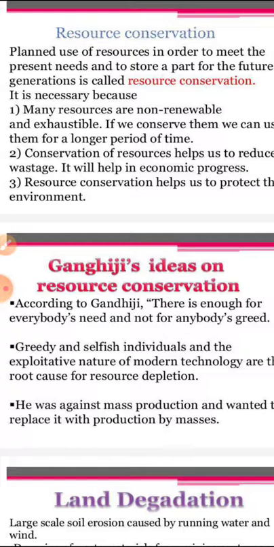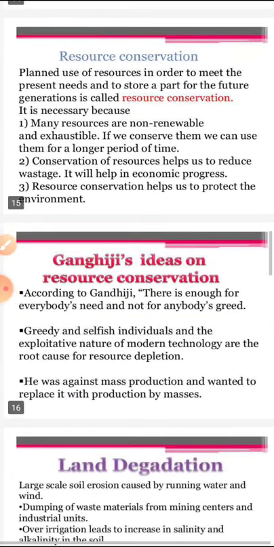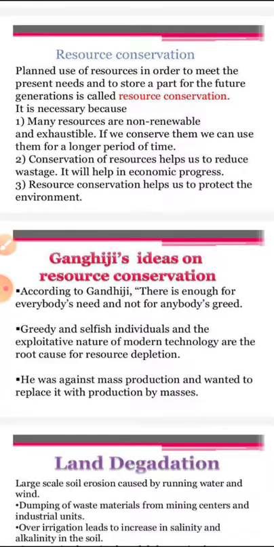With regard to the needs, first, many of the resources are non-renewable in nature, they are exhaustible in nature. Second, conservation of resources helps us to reduce wastage, and not only wastage but we will also be able to reduce or control environmental degradation.